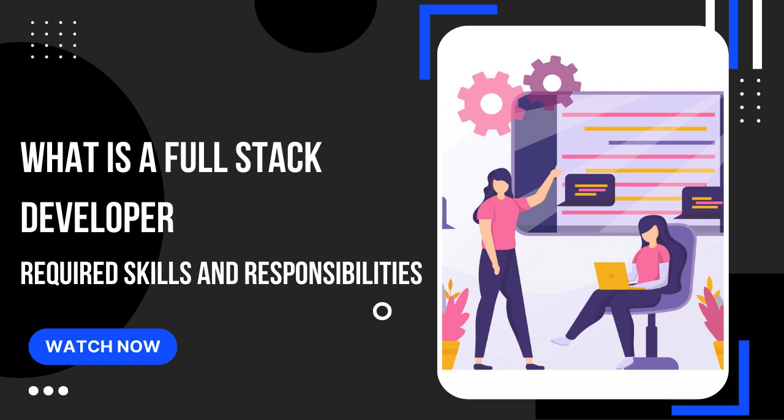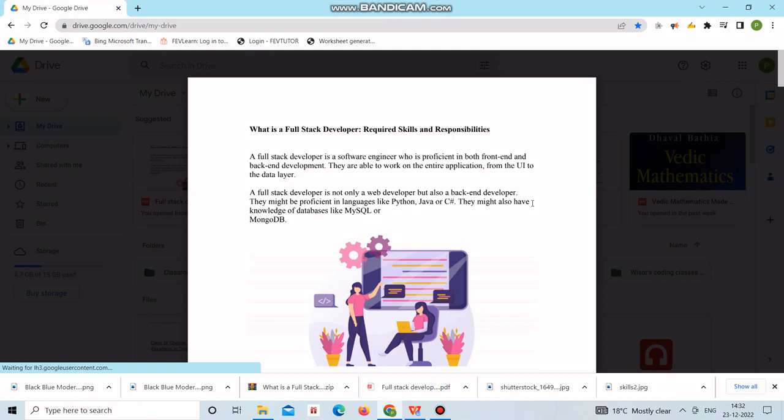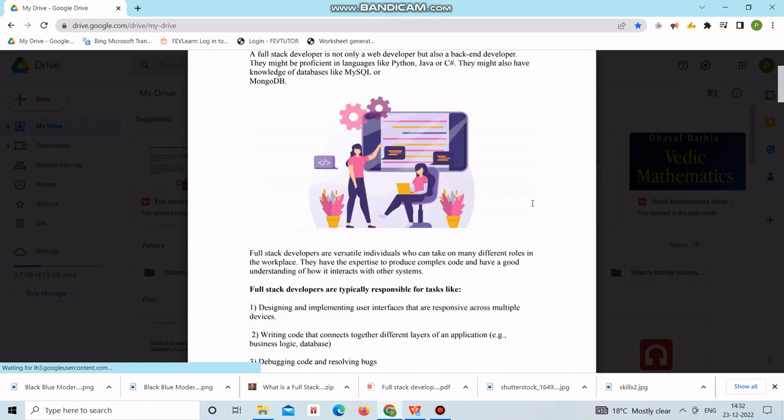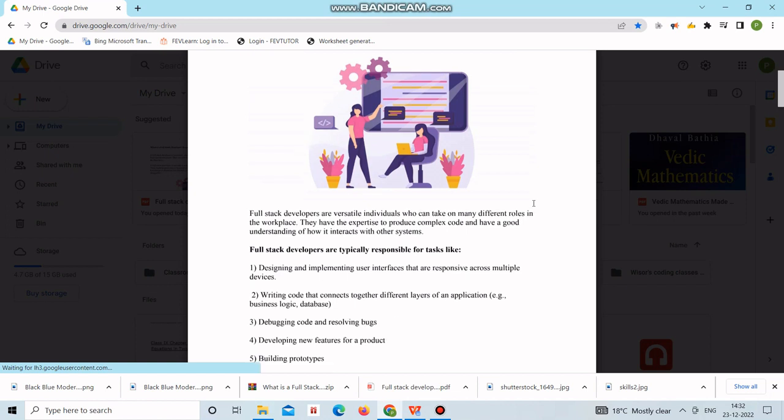They might be proficient in languages like Python, Java or C#. They might also have knowledge of databases like MySQL or MongoDB. Full-stack developers are versatile individuals who can take on many different roles in the workplace. They have the expertise to produce complex code and have a good understanding of how it interacts with other systems.